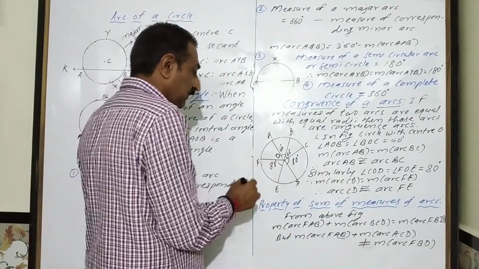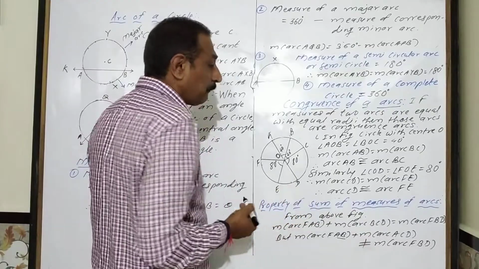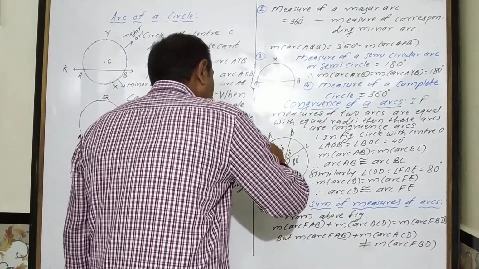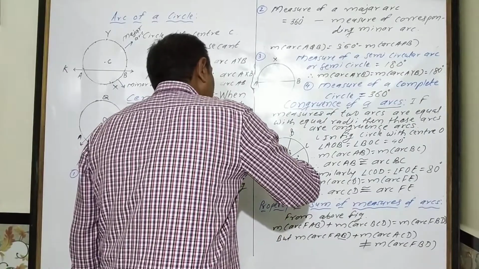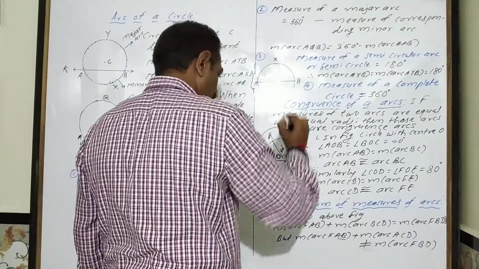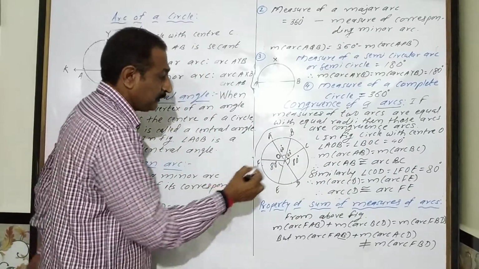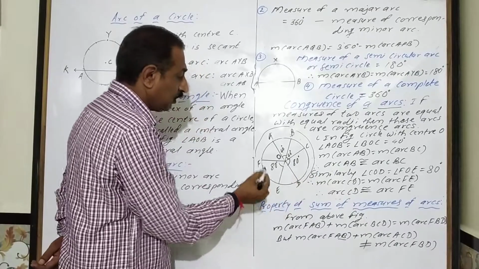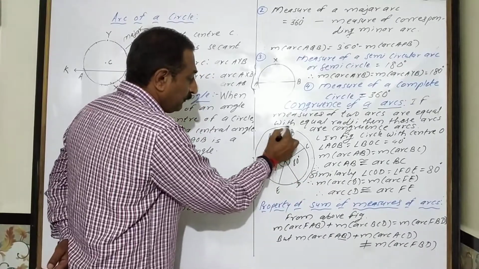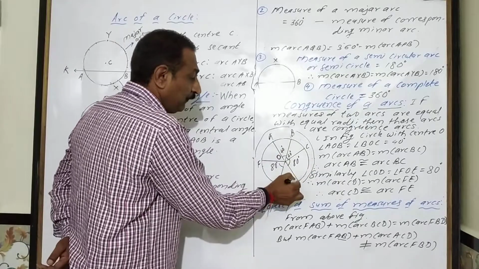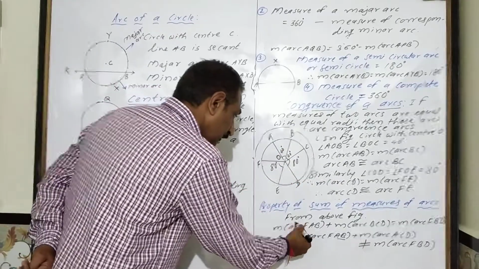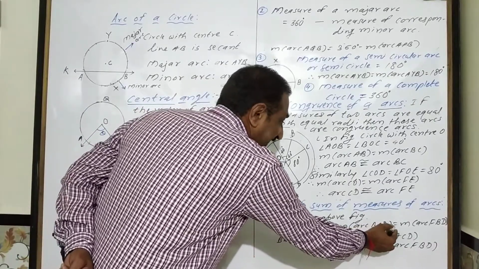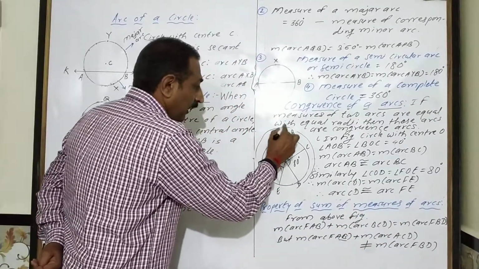Now from this figure I explain the property of the sum of measures of arcs. If you add these two arcs, arc FAB plus arc BCD, then you get arc FBD. Measure of arc FAB plus measure of arc BCD is equal to measure of arc FBD.